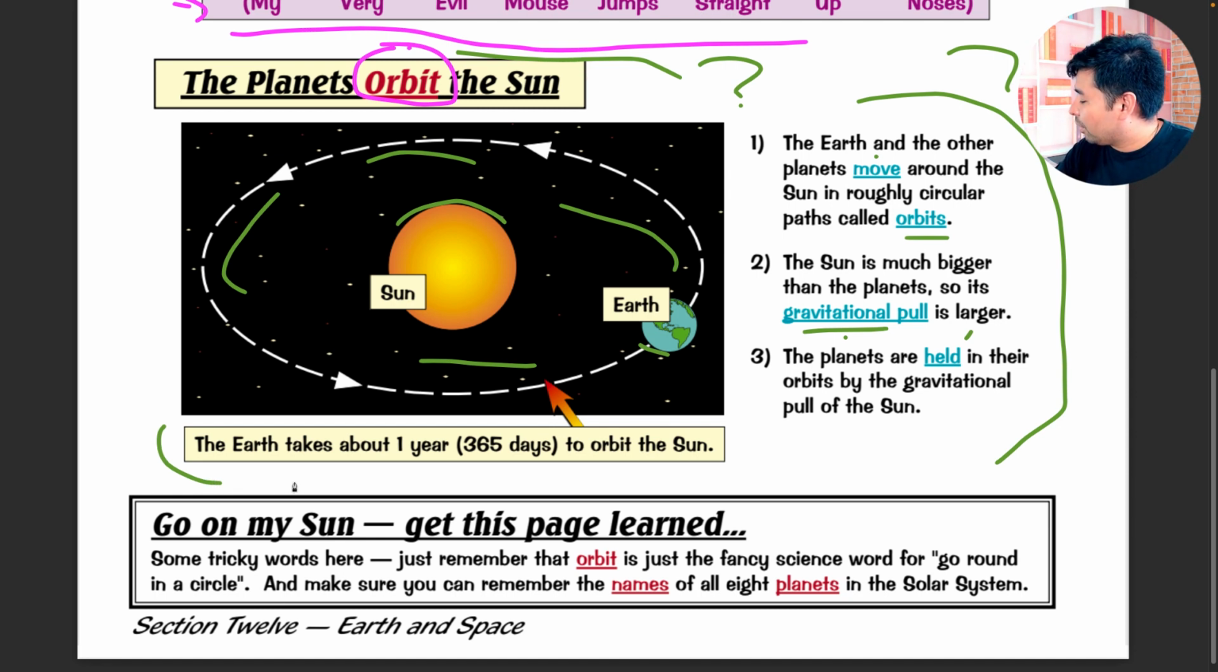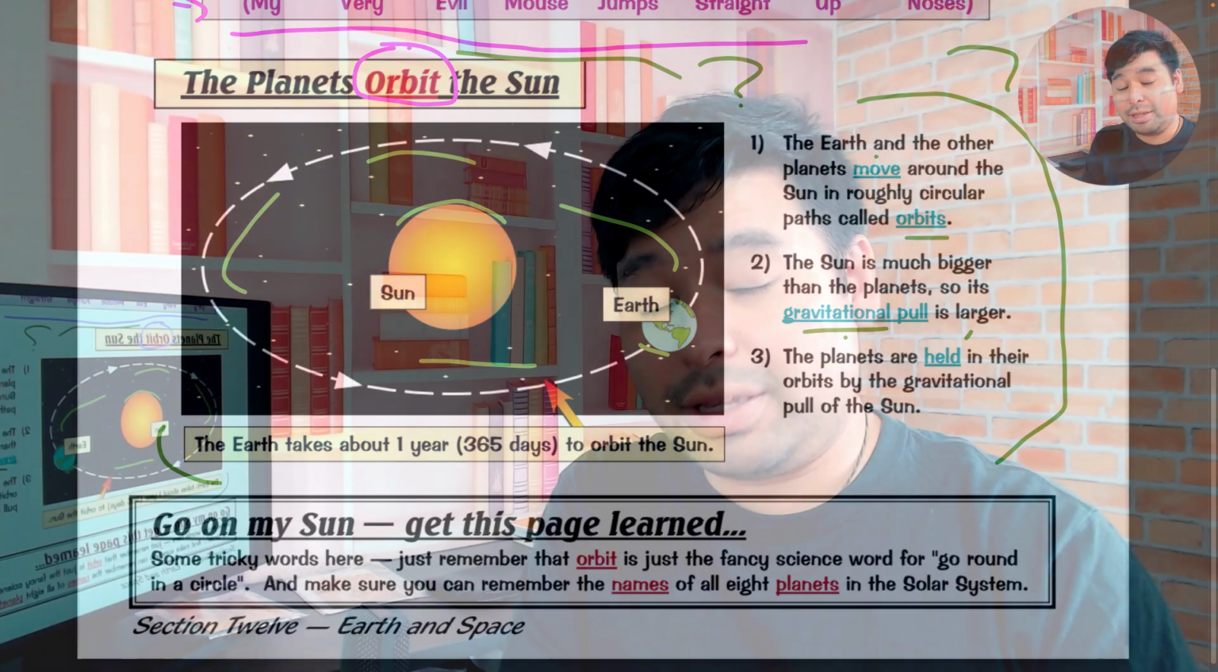The Earth takes about 1 year, 365 days to orbit the sun, which means to make this circle. Okay, so I guess you get it. If you don't get it, please let me know. And if you want a little better idea what orbit means: if it takes 1 year to orbit the sun, orbit means that our planet goes around the sun, and it takes 1 year to do that completely, like to do a full circle, a complete circle. You get it? I hope so, right?